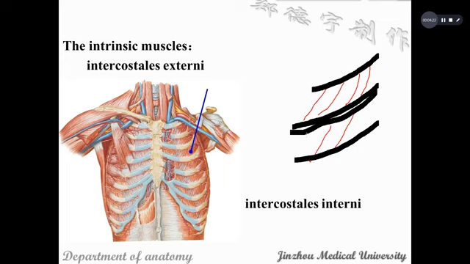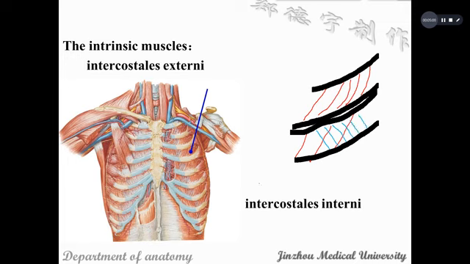Between the costal cartilages is formed the membrane, the external intercostal membrane, here. And this is the intercostales externi. Then the intercostales interni, and its fiber direction is like this. I use the blue color to show it. It originates from the inferior rib to the superior rib, so its direction is different.